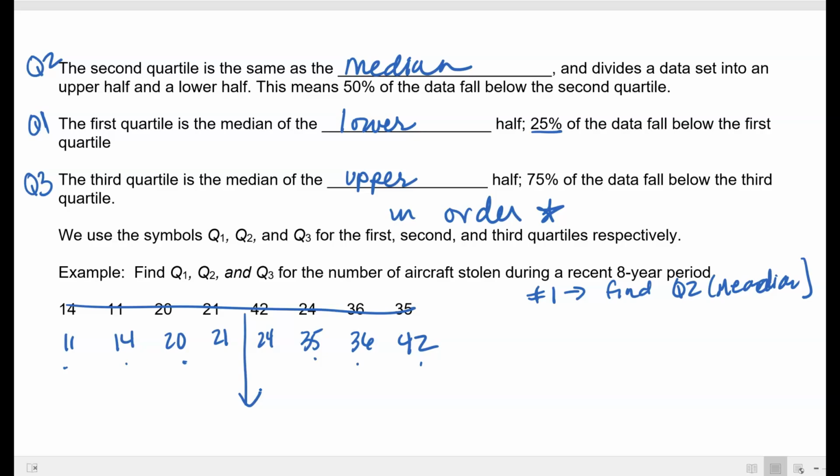So since there's a tie here, I'm going to add those up and divide by 2. So 21 plus 24 divided by 2 is equal to 22.5. So that's the Q2, that's the median.